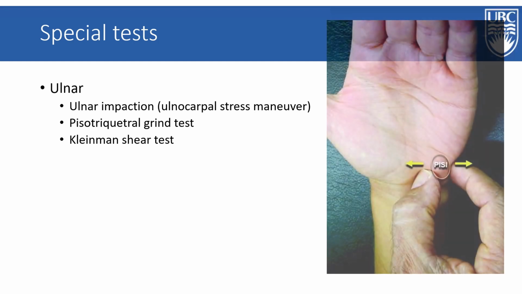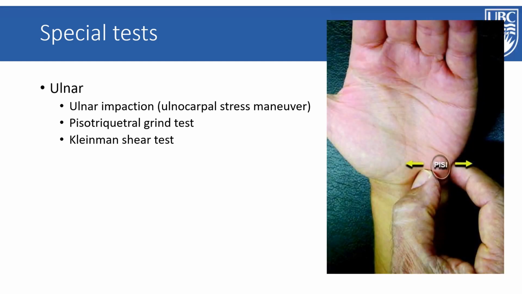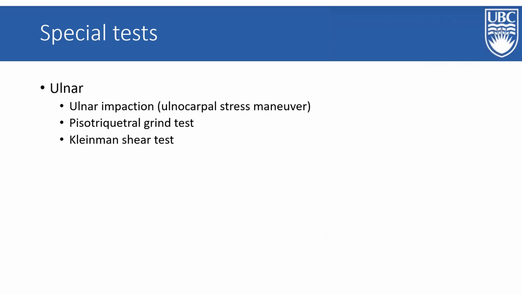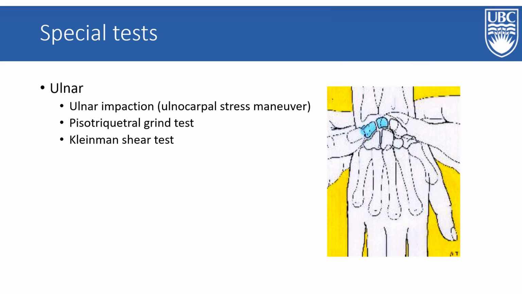The examiner moves the pisiform in an ulnar and radial direction along with compression of the pisiform. Elicited pain may indicate pisotriquetral arthritis. In the Kleinman shear test, the lunotriquetral ligament is evaluated. The examiner applies dorsal translation to the pisiform with their thumb and volar translation to the lunate with the index finger to reproduce pain.